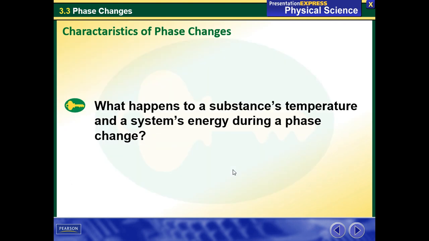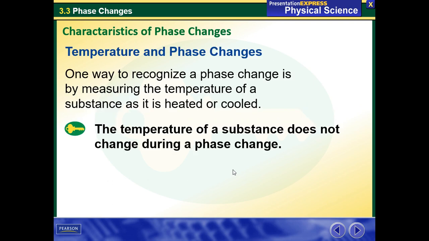So what exactly happens to a substance's temperature and its energy during a phase change? One way to recognize a phase change is by measuring the temperature of a substance as we either heat it up or cool it down. And we know when a phase change is occurring because the temperature will actually level out, and the temperature does not actually change during a phase change. It will level out during that change.